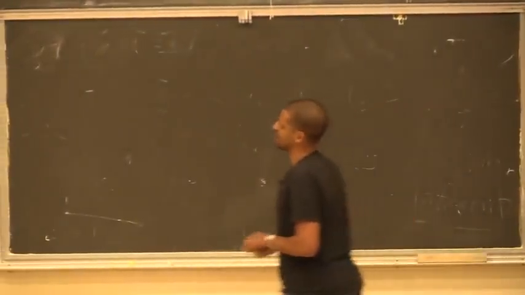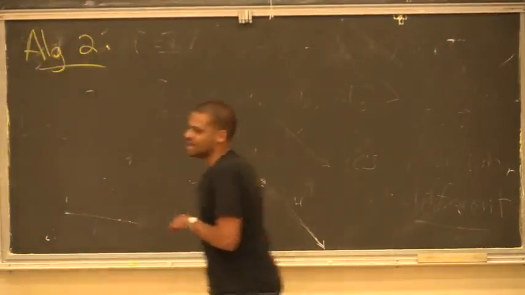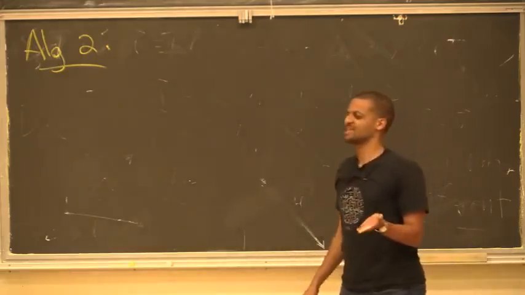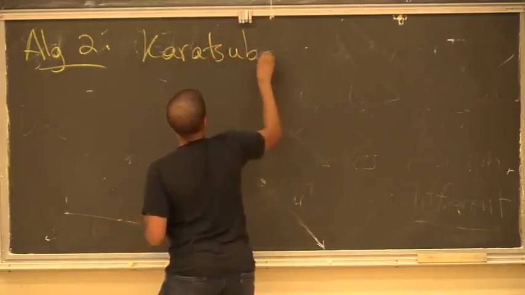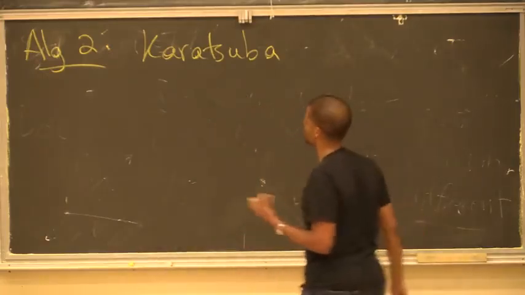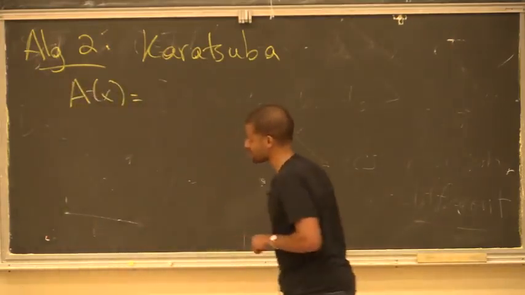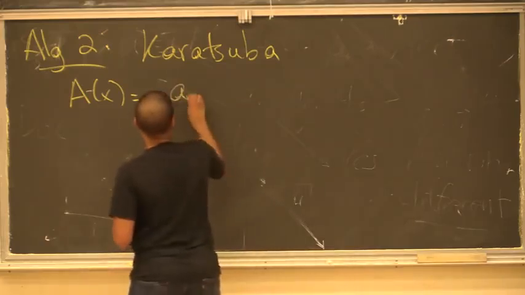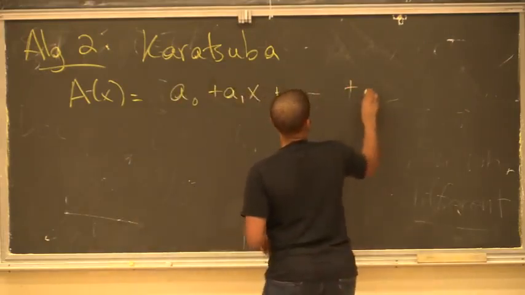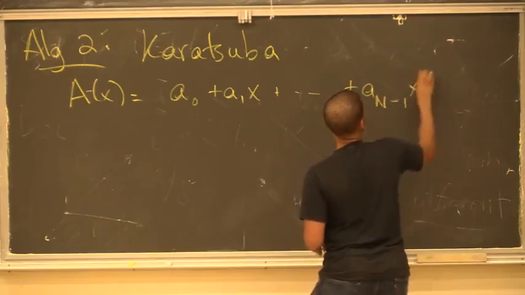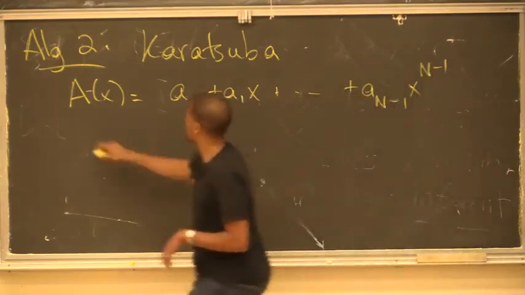Okay, great. So that's algorithm 1. Algorithm 2: you could still do Karatsuba's algorithm. So the idea there would be I write a(x) as a_0 plus a_1 x plus dot dot dot plus a_{n-1} x to the n minus 1. Most of these are 0. I do the same thing for b.